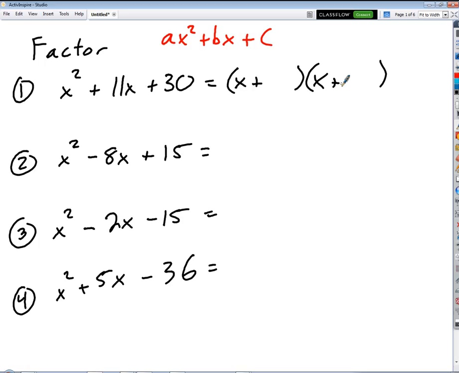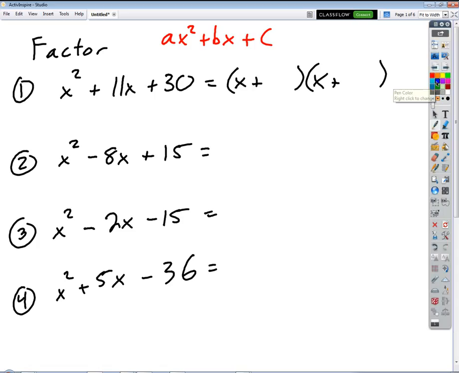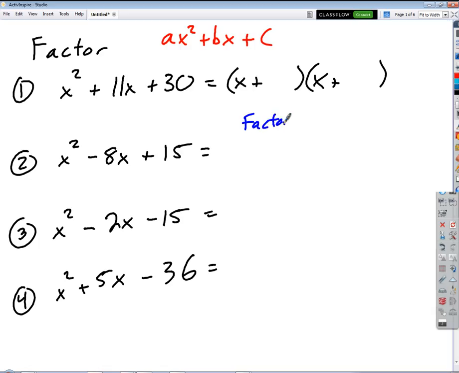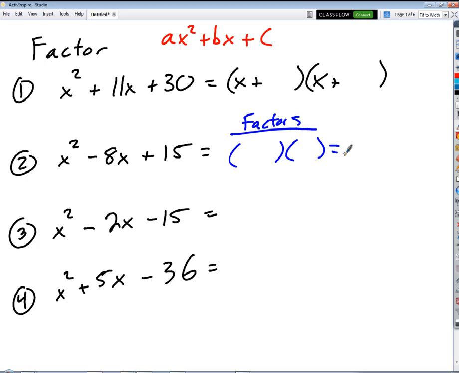How can we set this up so we can, in an organized way, make a list of factors that multiply to 30 and add to 11? Yeah, we could do something like a factor tree. Let's set up two columns here. Let's set up a list of factors. And what do they have to multiply to? 30, right? We know they have to multiply to 30.